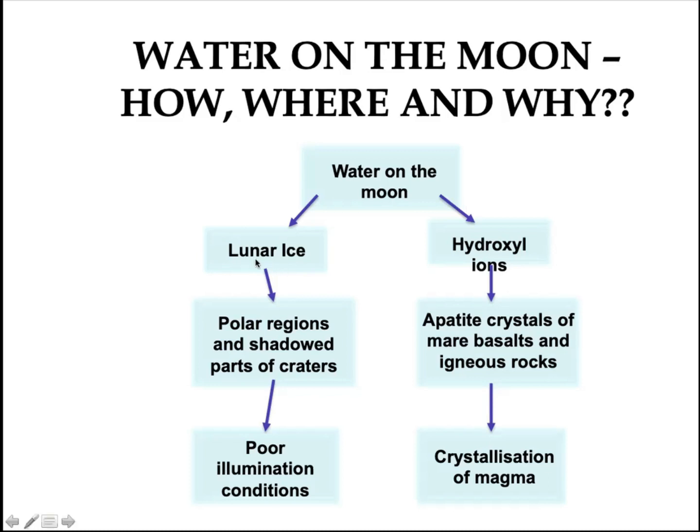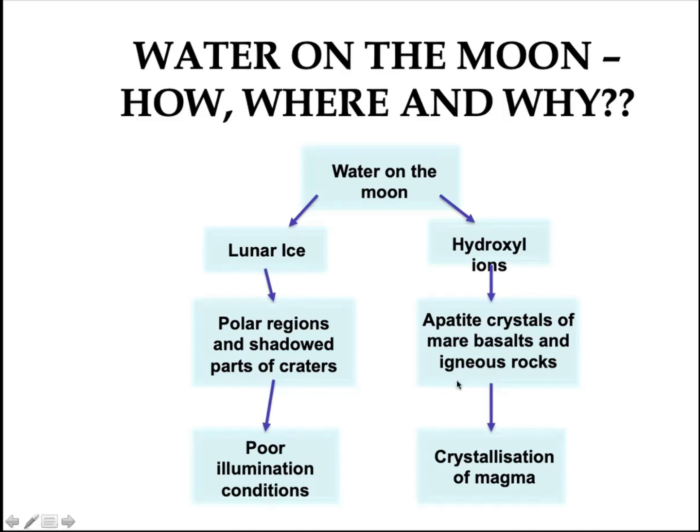Exogenic is lunar ice deposited by icy comets, etc., which can be observed in the polar regions and the shadowed parts of craters. Why is it preserved there? Because of the poor illumination conditions. If sunlight cannot penetrate those regions, then when ice is deposited over millions of years, it can be preserved as water ice for quite a long time.